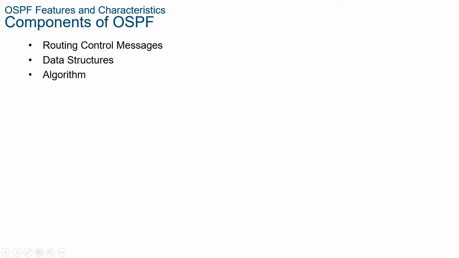So what are the components of OSPF? All routing protocols share similar components. They all use routing protocol messages to exchange route information. The messages help build data structures, which are then processed using a routing algorithm. So basically, the components of OSPF include routing control messages, data structures, and an algorithm.